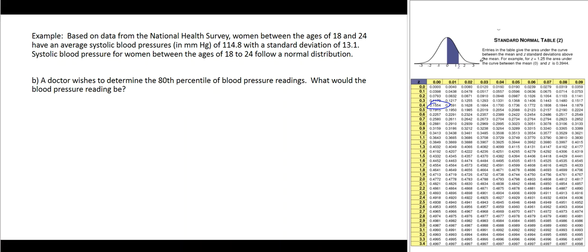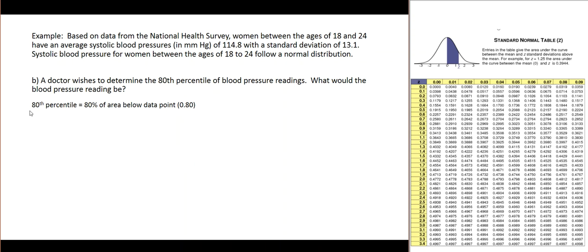Okay, let's look at another example. Let me go ahead and erase what we did for the last one. Okay, so based on the data, we still have our blood pressure of 114.8 with a standard deviation of 13.1. This one asks, a doctor wishes to determine the 80th percentile of blood pressure readings. What would the blood pressure reading be? So this one's a little bit different. This asks us to actually find the blood pressure reading. And in the last question, we were given that blood pressure reading of 120, and then we found that area.